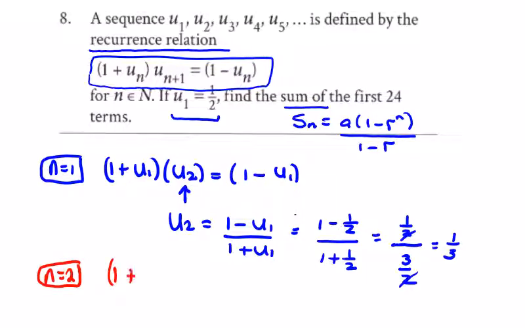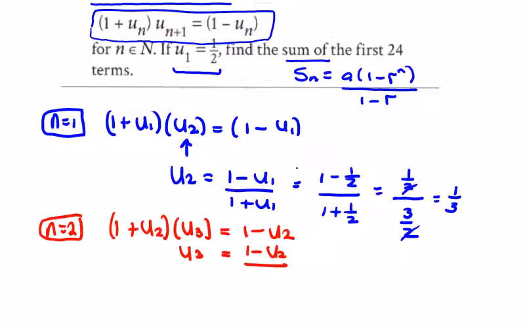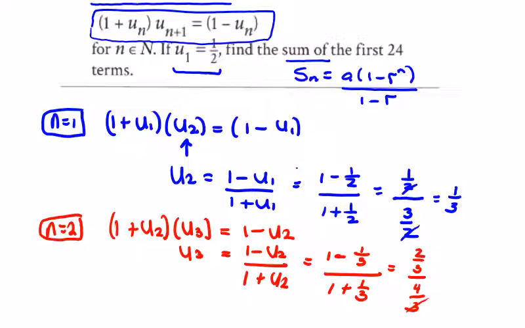Then if we let n equal to 2, we get u3. We get (1 plus u2) times u3 is equal to 1 minus u2, or u3 is equal to 1 minus u2 over 1 plus u2. So this is going to be equal to 1 minus a third, divided by 1 plus a third. So we're going to get 2 thirds divided by 4 thirds. Again, denominators cancel, and we get 2 over 4, which is 1 over 2.